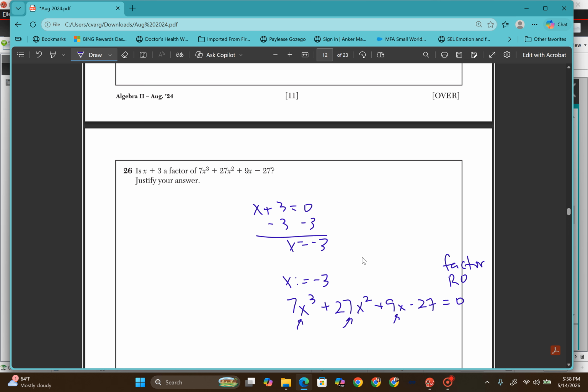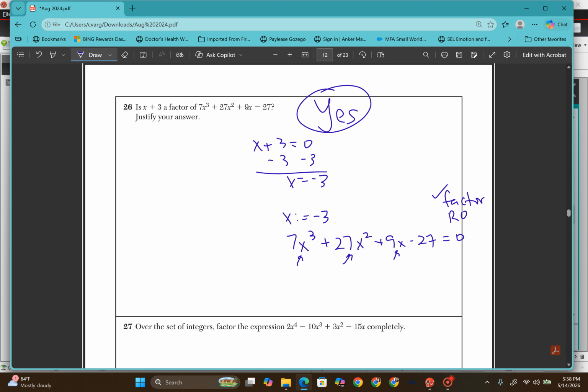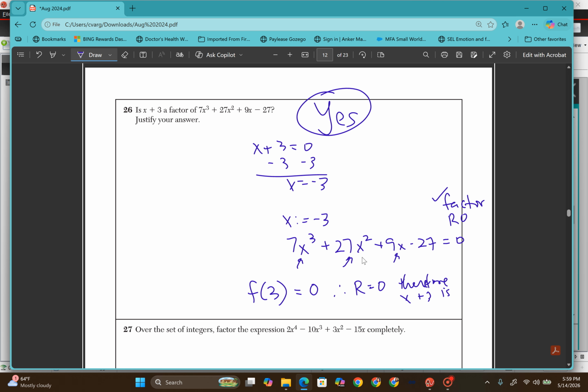So the answer to this question is yes. You literally need to say yes. And then your justification is what we just did right now, right? If you have f of negative 3 and you plug that in, you get 0. So then you say the remainder is 0, therefore x plus 3 is a factor. And that's your justification, okay?